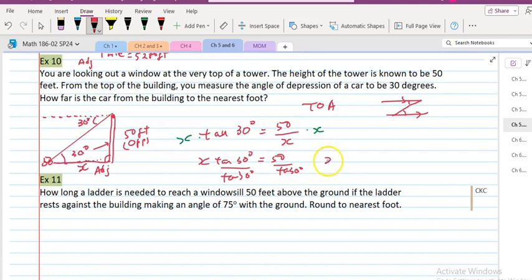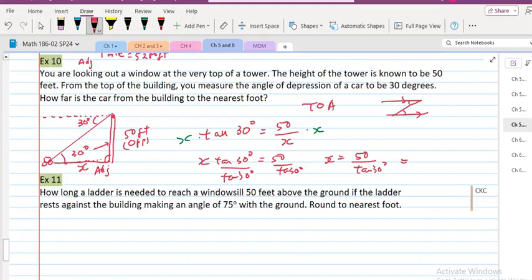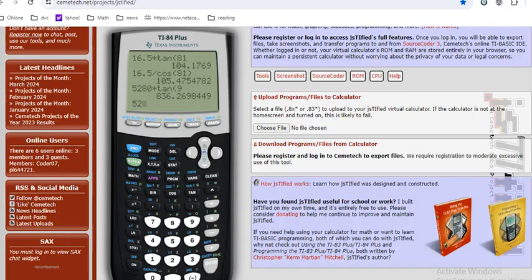Well, tangent 30, I actually can get it from the special angle, but this is a word problem. We don't need the exact value. So I will just put it in the calculator. If they need the exact value, you do. Okay, so it's what, 50? Clear. 50 divided by, it's not times, right? Tangent 30.